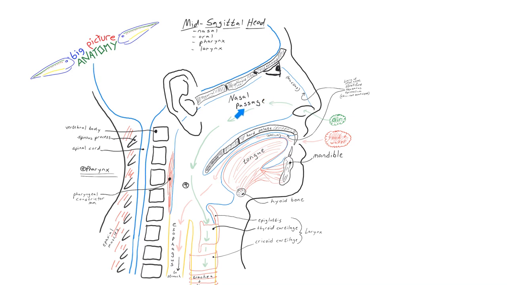Air moves through the nasal passage into the pharynx and into the open glottis, or opening the trachea to the lungs. Food and water move through the oral cavity where they're processed and then swallowed into the esophagus over a closed trachea that has been moved up superiorly, causing the epiglottis to cover over and seal it so that the food and water get swallowed into the esophagus and down to the stomach. That then is a view of the mid-sagittal head from Big Picture Anatomy.